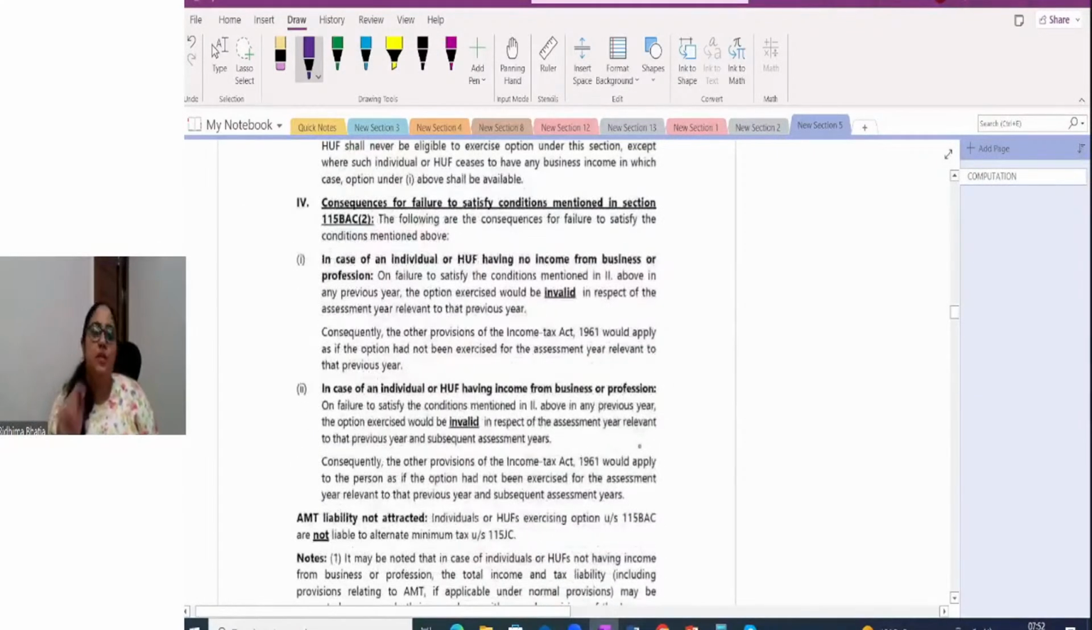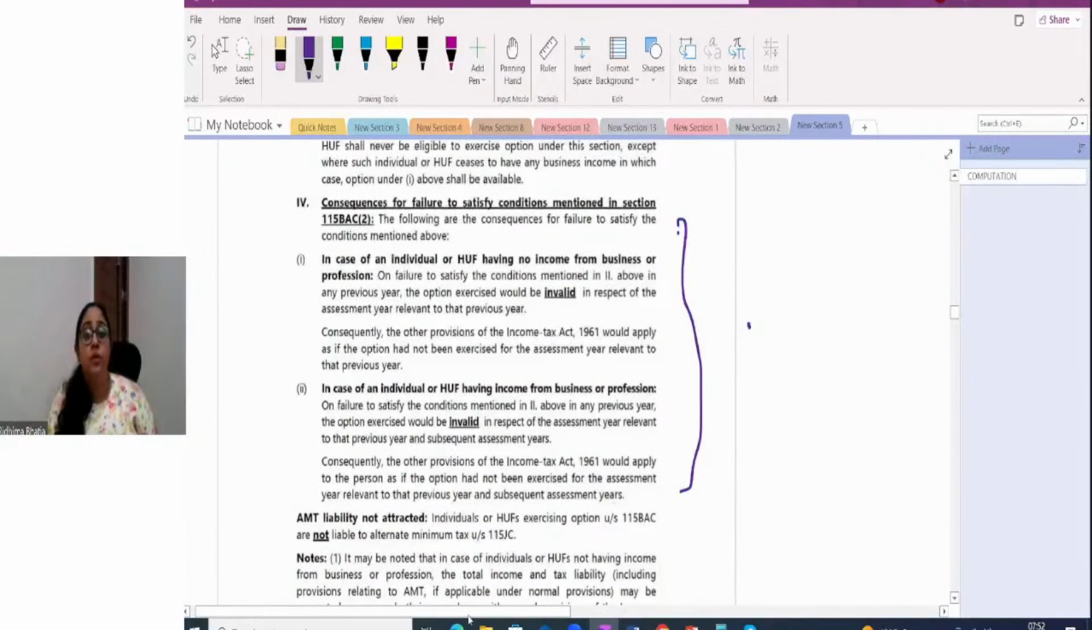Next is in case you fail to comply to the conditions which are mentioned in the 115 BAC, what will happen? In the year, if you fail to comply to the condition of 115 BAC, then your tax would be calculated as per the normal tax regime.